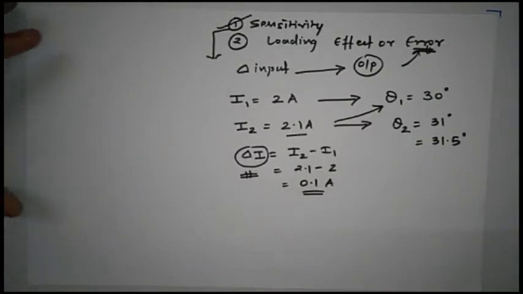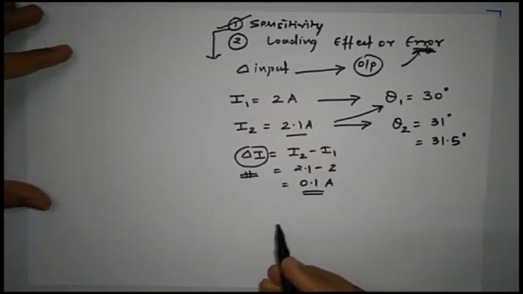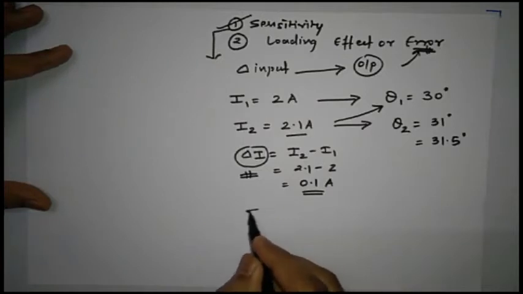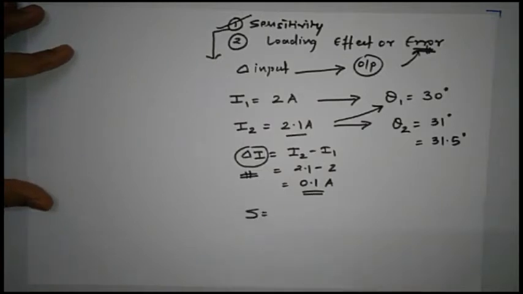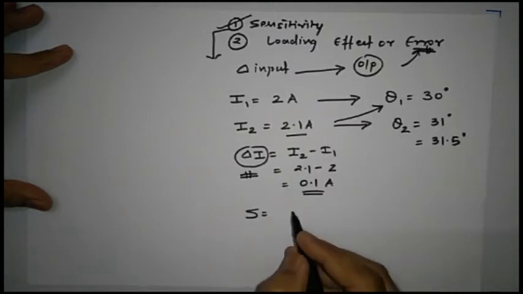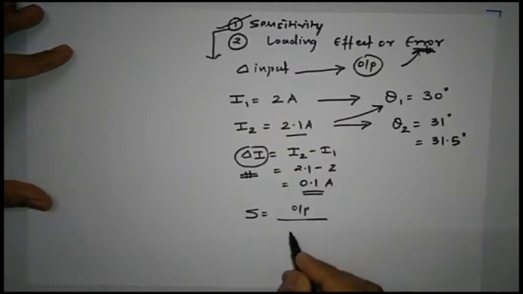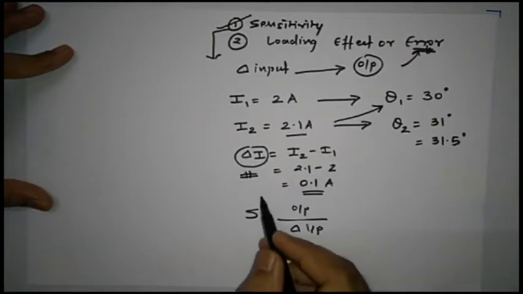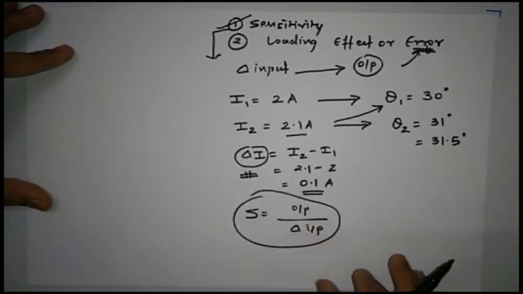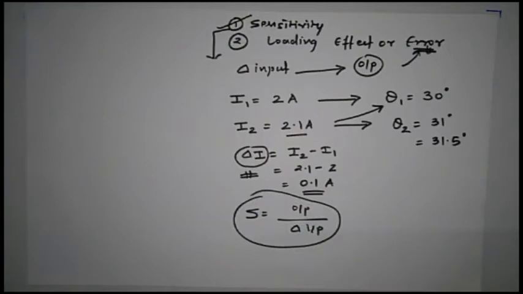Now mathematically sensitivity is indicated by symbol capital S, and it is defined as the ratio of output to the corresponding change in the input quantity. So this is the exact definition of what? Sensitivity. Now the mathematical formula to calculate sensitivity is different for different instrument.